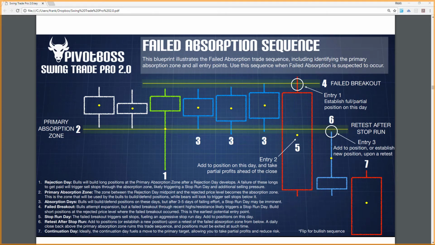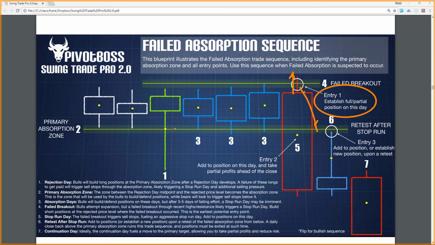So there's various things at work here, but again, if market participants are long and there's a failed breakout, that right there can suggest something like this can be coming. So you always want to be mindful of the failed breakout. It's very, very important. So when bulls attempt expansion here, but a breakout fails, that could be your earliest entry opportunity, your earliest entry opportunity to get short off of that rejection.